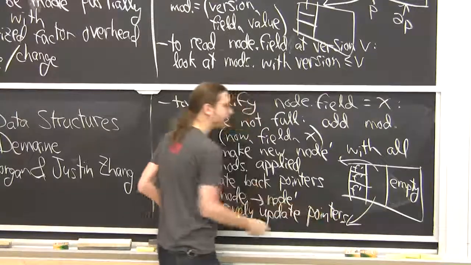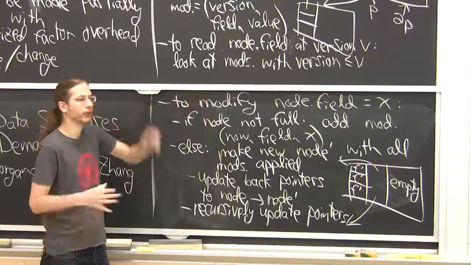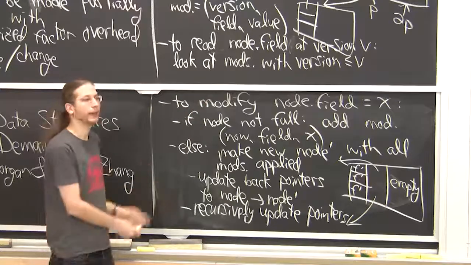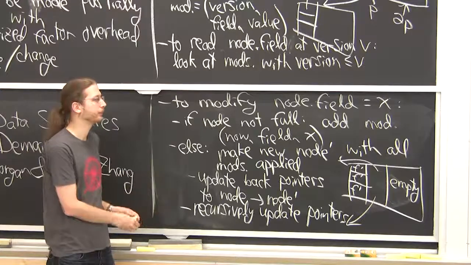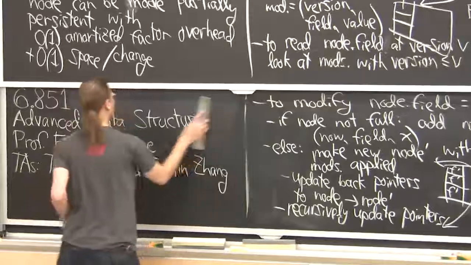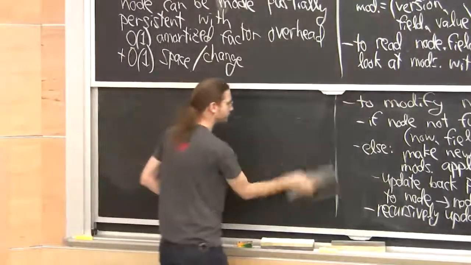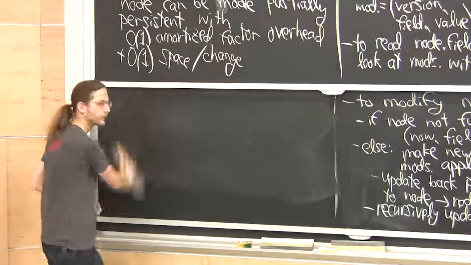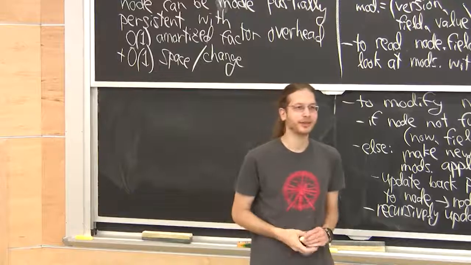Because to change those pointers, that's a field update. That's something exactly of this form. So that's the same operation, but on a different node. So I just do that. I claim this is good. That's the end of the algorithm. Now we need to analyze it. How do we analyze it? Any guesses?